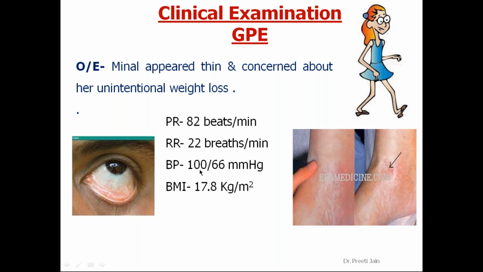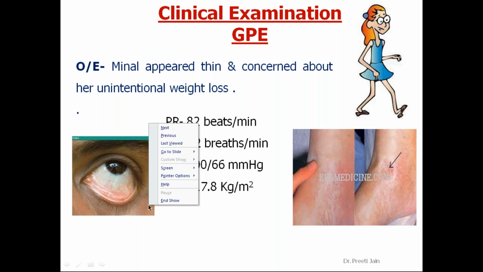The blood pressure is towards the lower side, and her BMI is only 17.8. Now you must have been told in your biochemistry or physiology classes about the BMI. On the basis of the BMI, you classify a person as normal, underweight, overweight, or obese. So this BMI of 17.8, shown here, is towards the lower side. This shows that she's underweight, right?